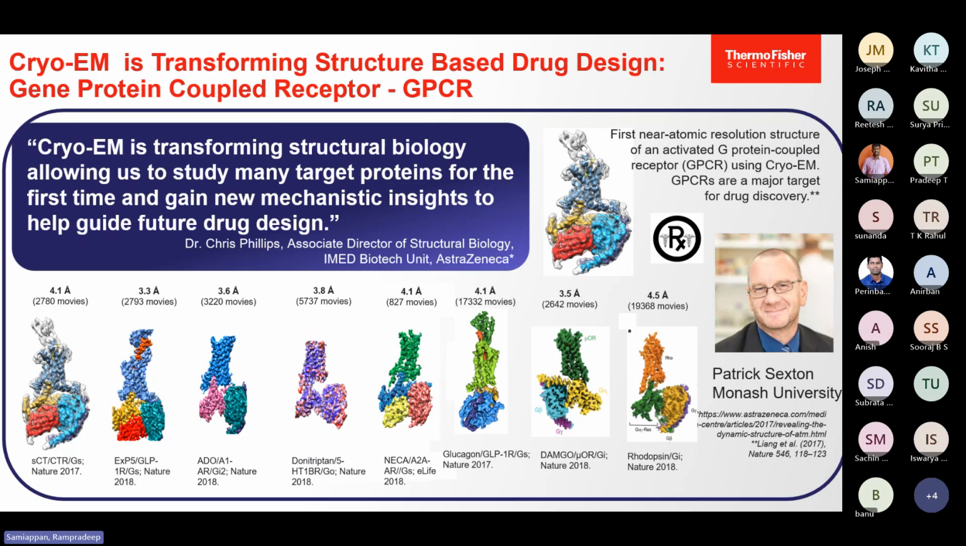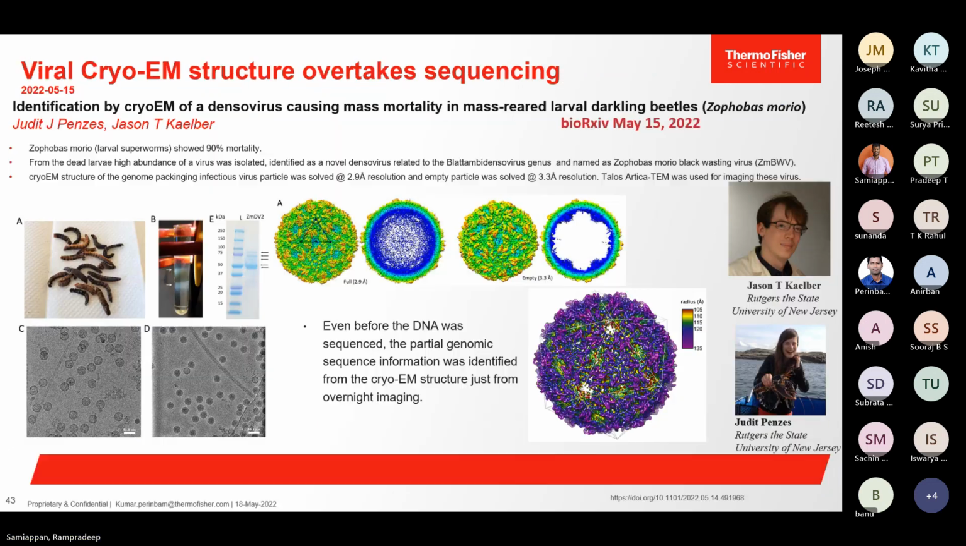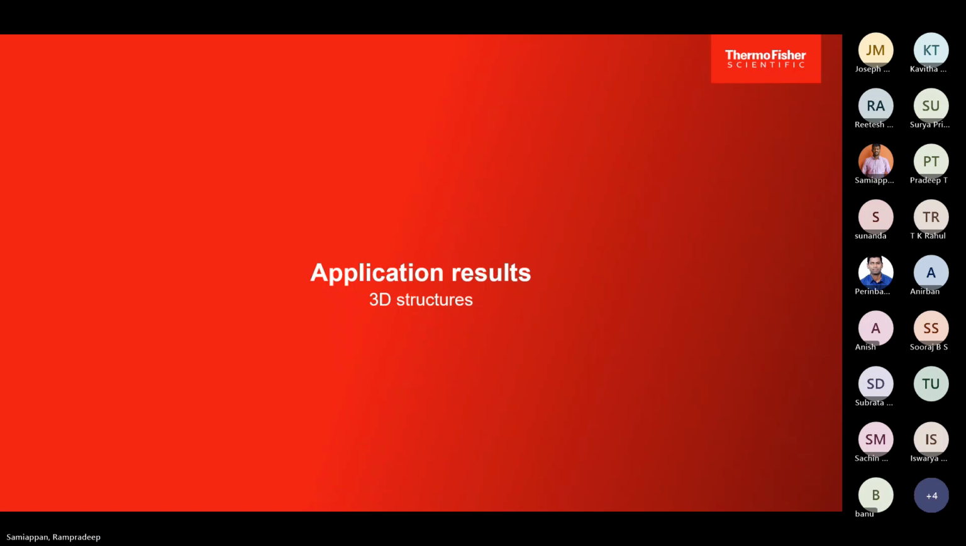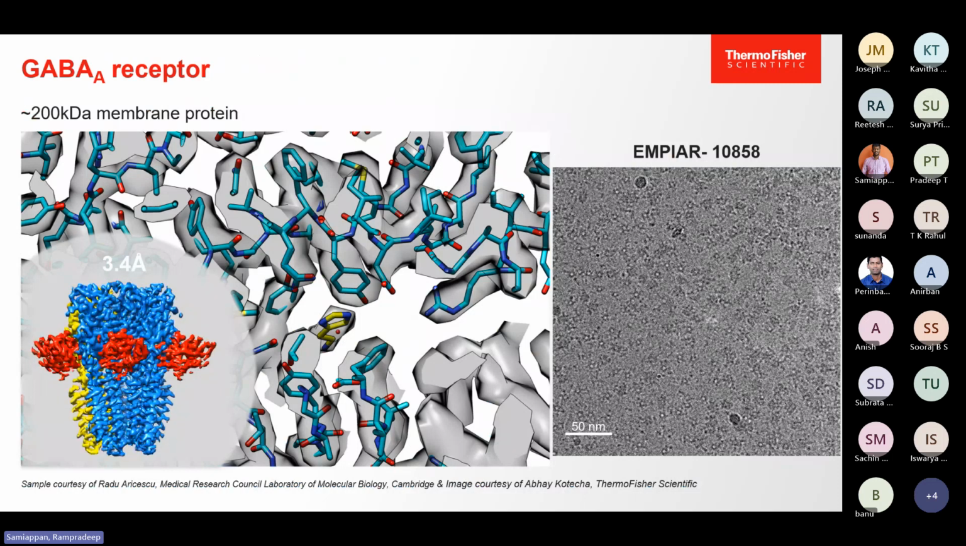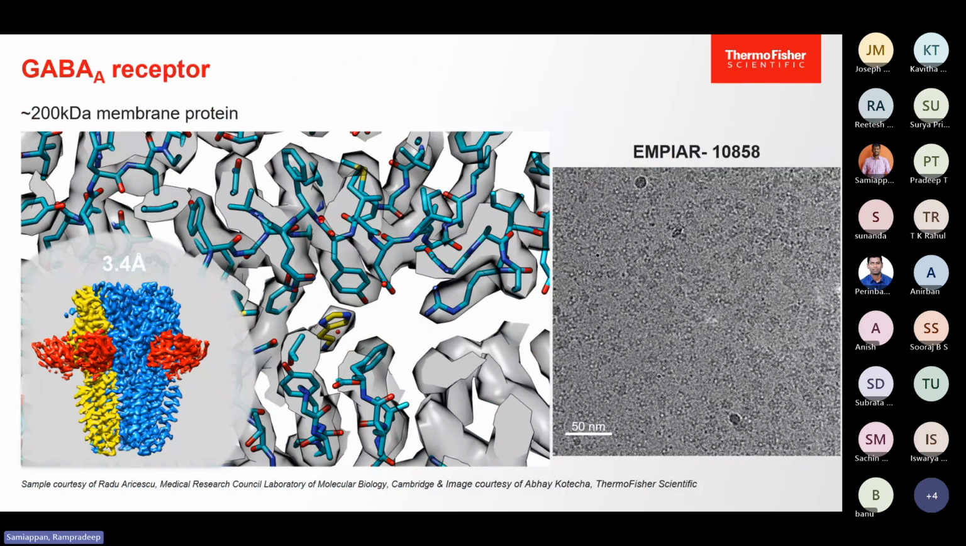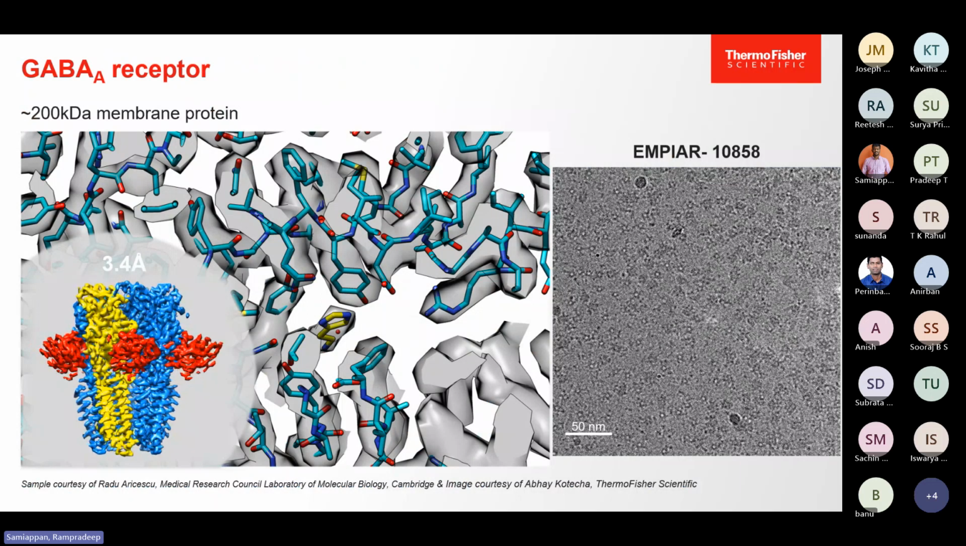GPCRs, G protein coupled receptors, as you know, have huge pharmaceutical significance, and are highly used. And these are the reference articles that you can read. There are lots of articles here on GPCRs at different resolutions. And a few virus samples as an example. This is a GABA receptor protein, a membrane protein. I would like to show a membrane protein at 3.4 angstrom resolution. It's very good.